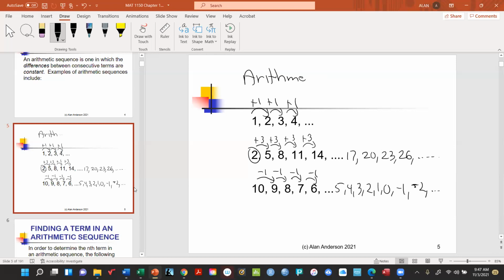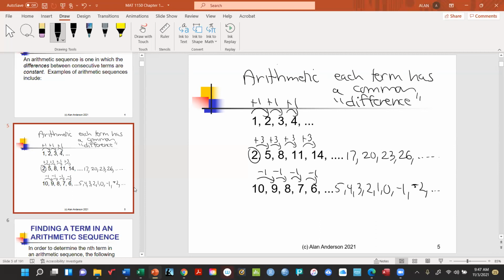The word arithmetic is meant to indicate that each term has a common difference. In other words, if you calculated the differences between consecutive terms, you'd always get the same number. So here, for example, 9 minus 10 is -1, 8 minus 9 is -1, 7 minus 8 is -1, and that'll go on forever.